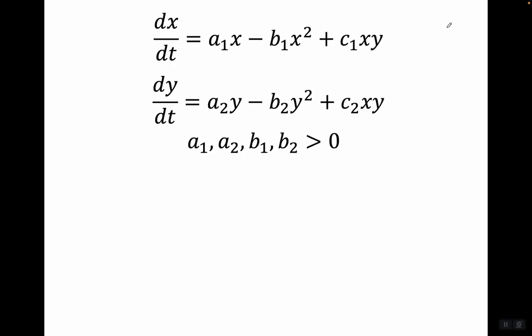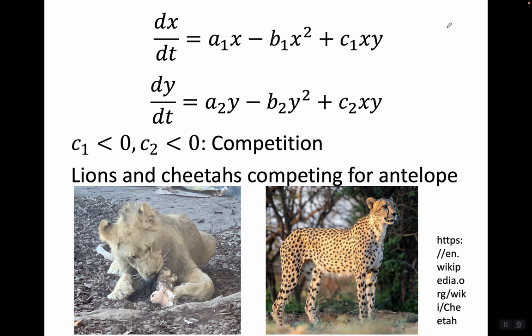Okay, so again, a and b are both positive. When the c's are less than 0, then we have competition. An example would be lions and cheetahs competing for antelope. They both eat antelope, they both eat gazelles. They're competing against each other. So when you have lots of lions and lots of cheetahs, since the number in front of this is negative, it's going to have a negative impact on the growth of the lions and the growth of the cheetahs.